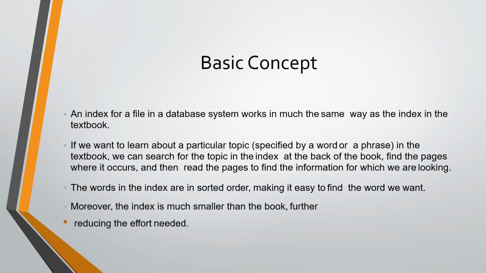An index for a file in a database system works in much the same way as the index in the textbook. If we want to learn about a particular topic in the textbook, we can search for the topic in the index at the back of the book, find the pages where it occurs, and then read the pages to find the information for which we are looking. The words in the index are in sorted order, making it easy to find the word we want. Moreover, the index is much smaller than the book, further reducing the effort needed.